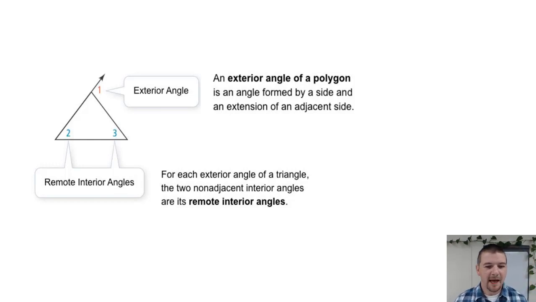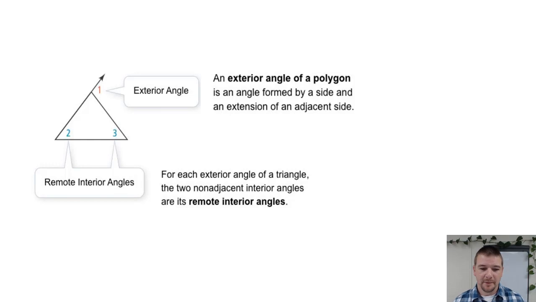So some vocab coming: exterior angle of a polygon and remote interior angles. So make sure you add these to your notes. I'd recommend getting a screenshot of this diagram too. I think this picture is worth a lot of words. And it gives you an example of exterior and also the related remote interior angles.